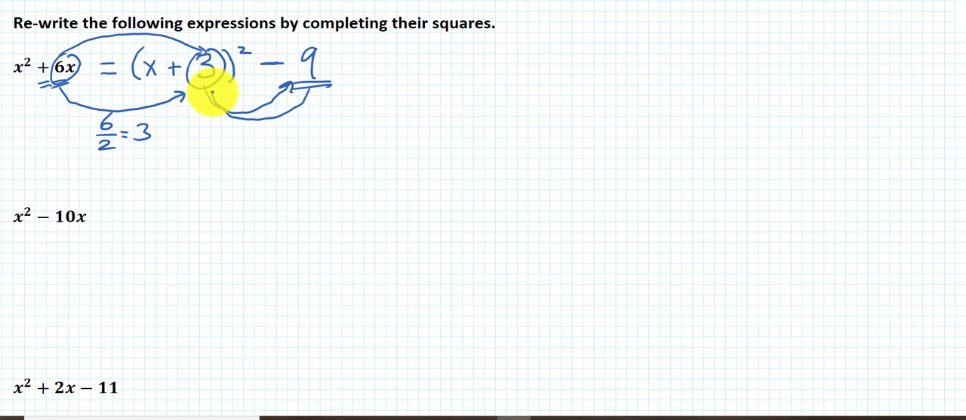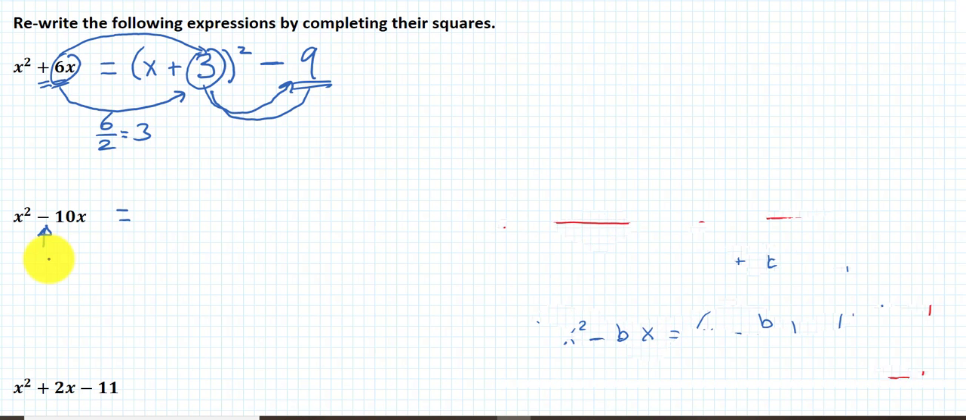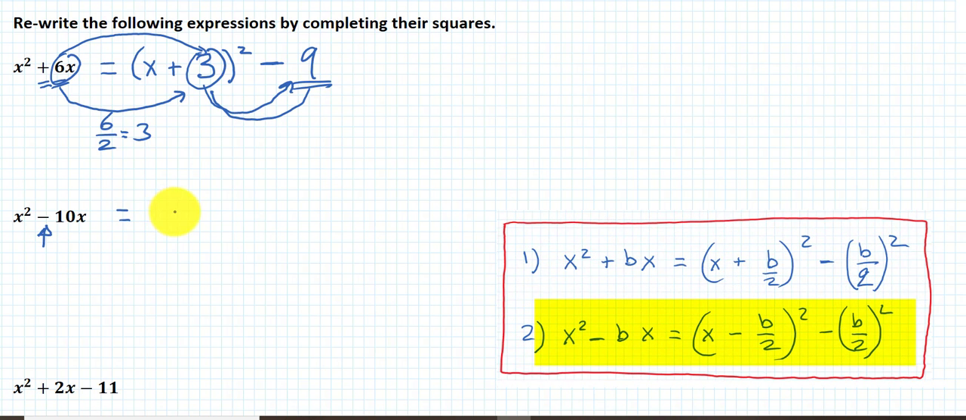Okay, let's do the next one. Now this is a minus, so I'm looking at the second formula. So I have my parenthesis squared right here. x minus half of 10, which is 5. And then right here, it's always a minus. I subtract the square of 5, which is 25. All right, let's go over the next one.